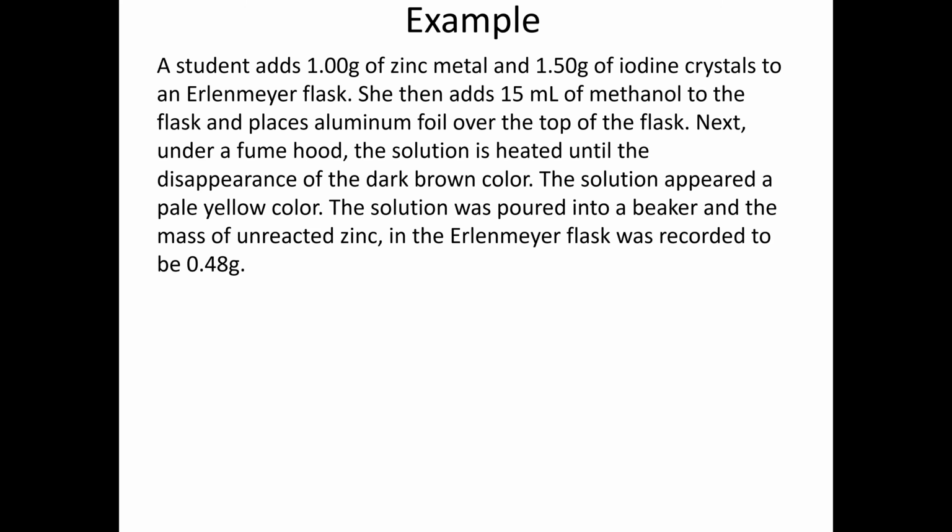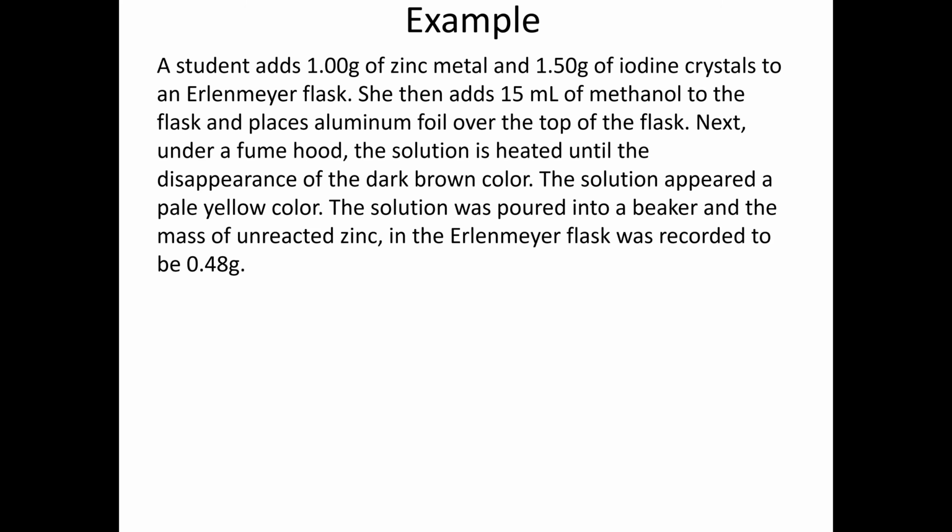So in this experiment, we're reacting zinc and iodine. Here a student adds 1 gram of zinc metal. That's important. And 1.5 grams of iodine crystals to an Erlenmeyer flask. She then adds 15 mL of methanol to the flask. Then we cover the flask with a piece of aluminum foil.